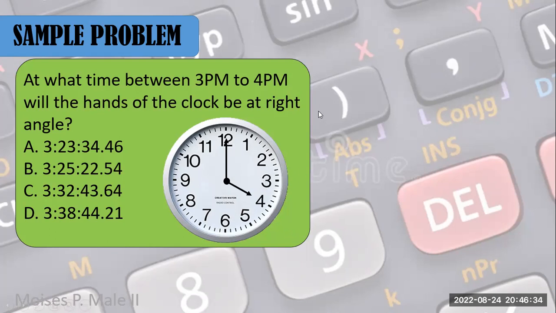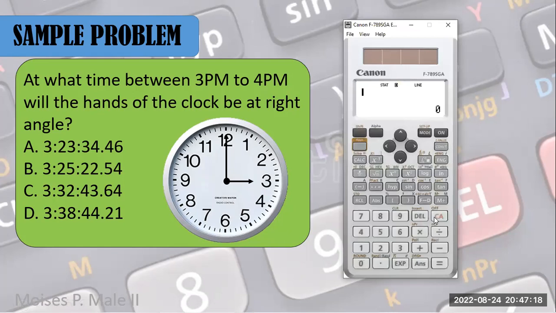Okay. Now, previous. Okay. So we need to get the angle, no? So let's say at time equals to 3. So we need to get the angle ng minute hand to the hour hand. Since the minute hand here is nasa before ng hour hand, so negative yung angle niya. Pero pag lumagpas siya ng hour hand, magpa-positive na yon. So ibig sabihin pag 4 o'clock, positive na yung angle. Okay? So let's say that.